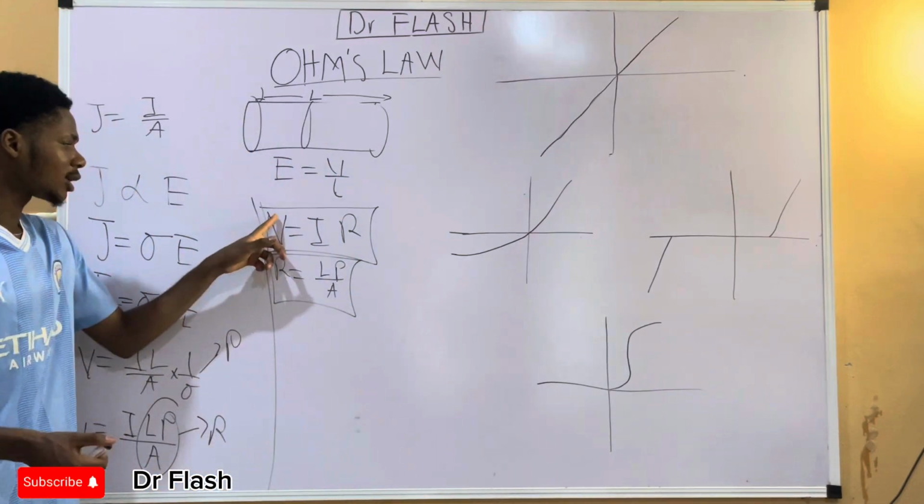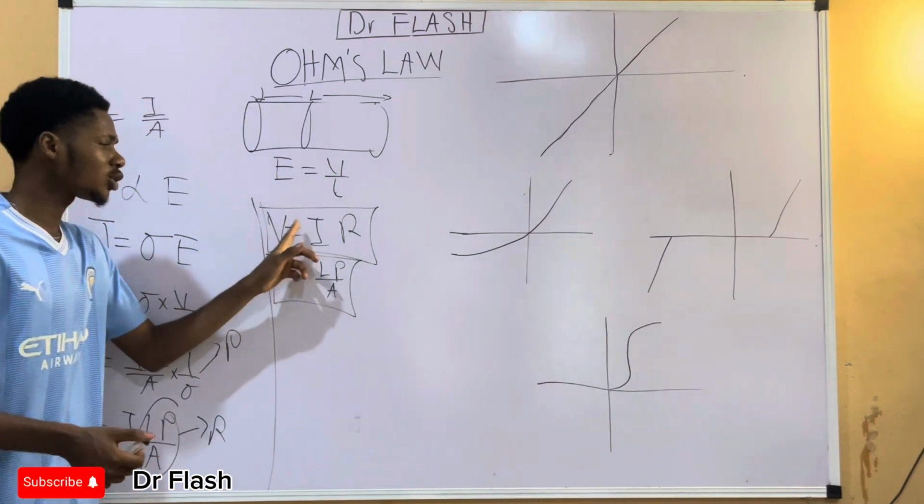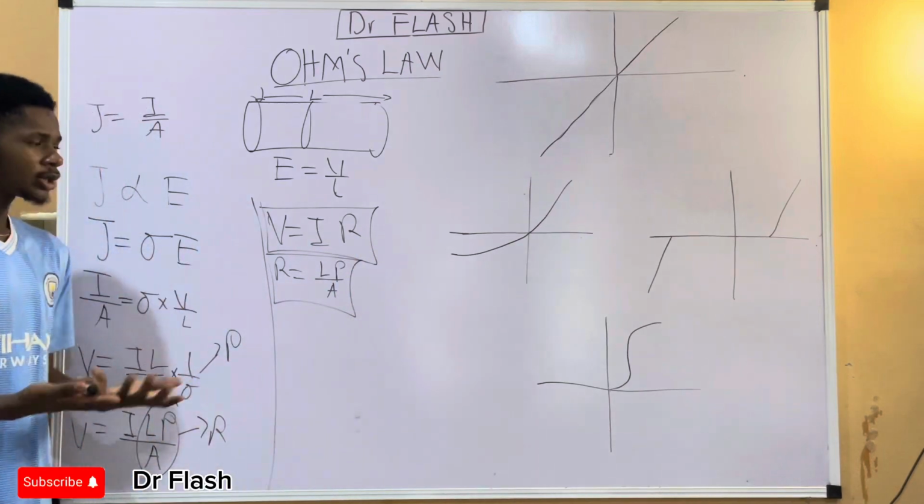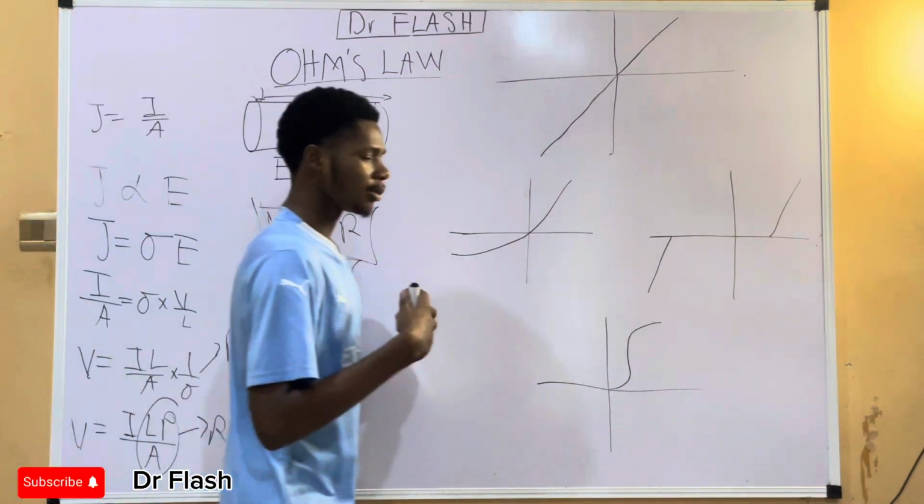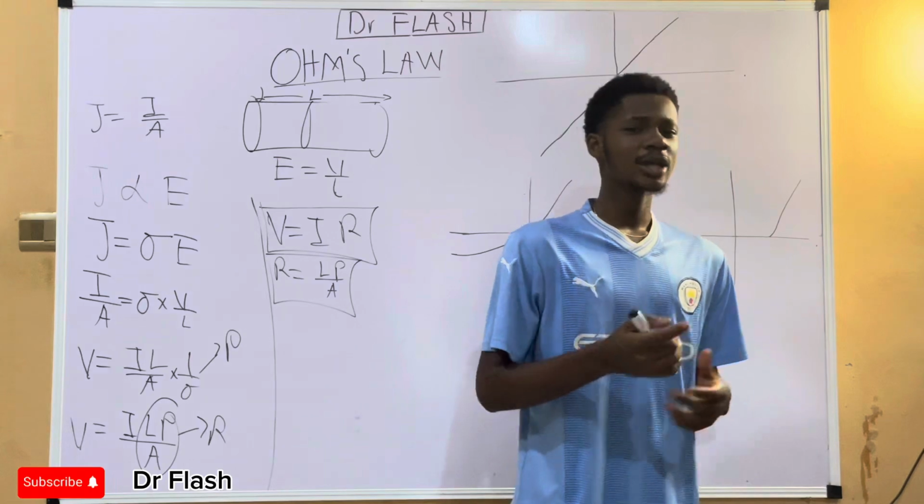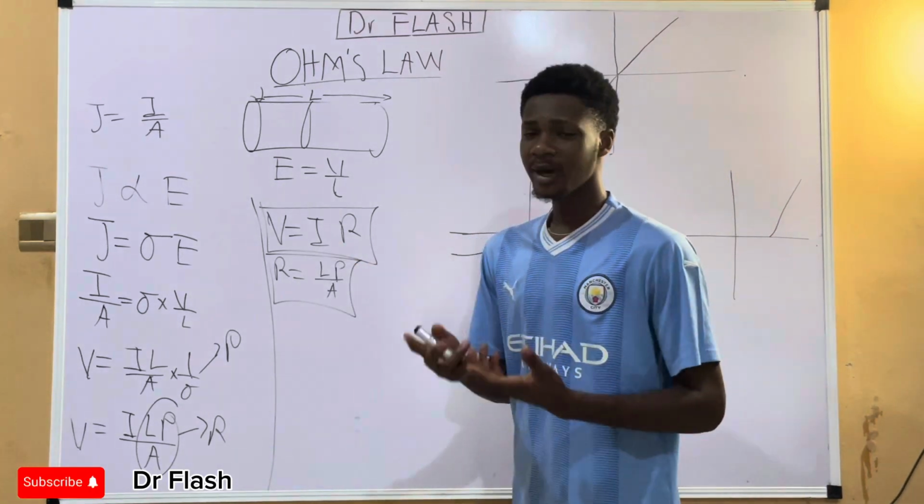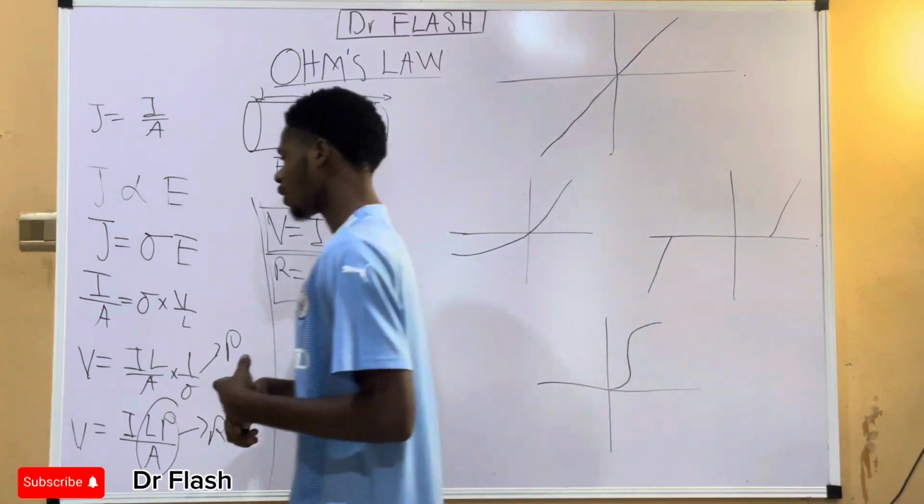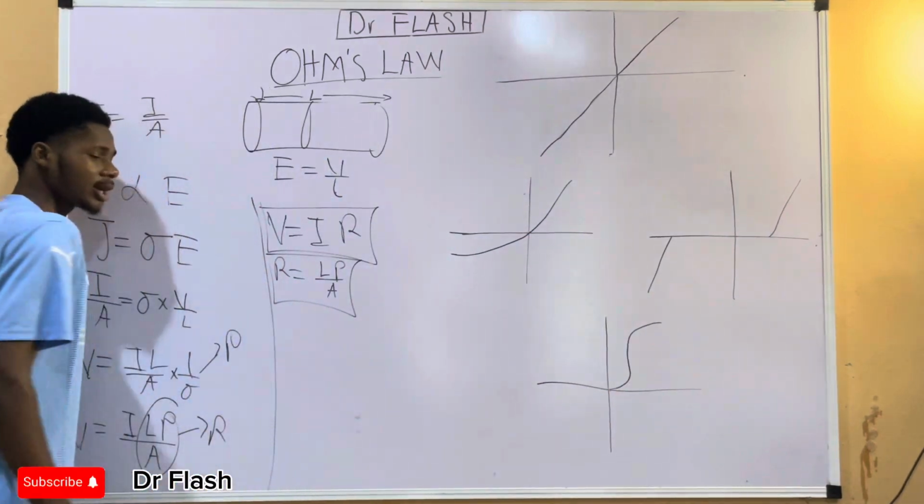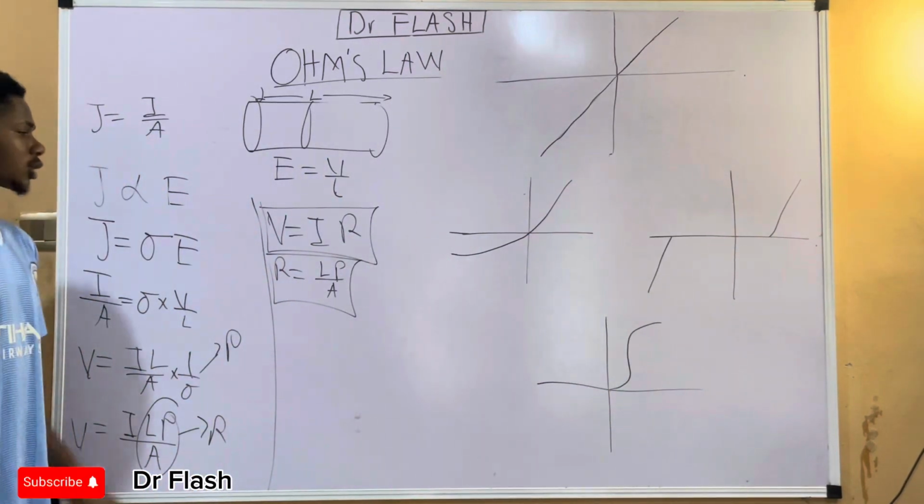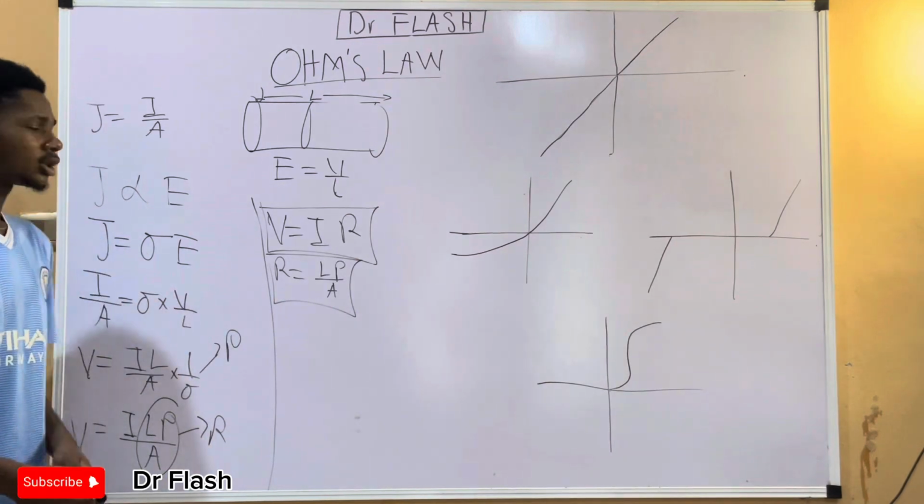So for this case, we're going to have V is equal to what now? IR. So Ohm's law is simply saying that the potential difference between the ends of a metallic conductor is directly proportional to the current, provided that temperature and other physical quantities are being kept constant. Okay, so R is the resistance and it is measured in ohms.